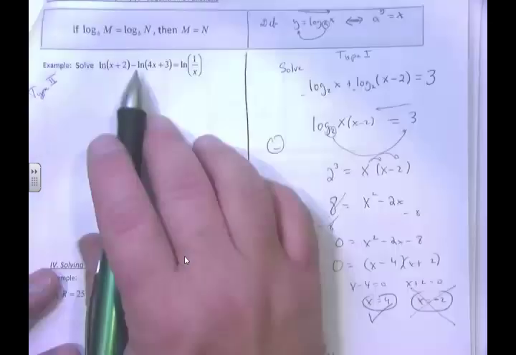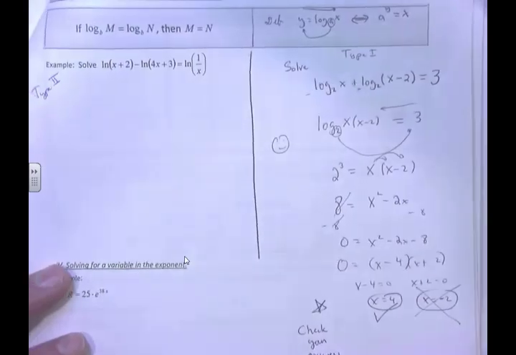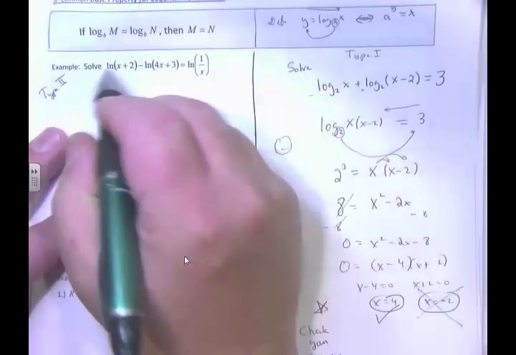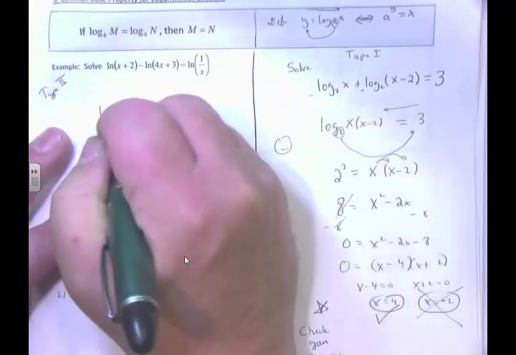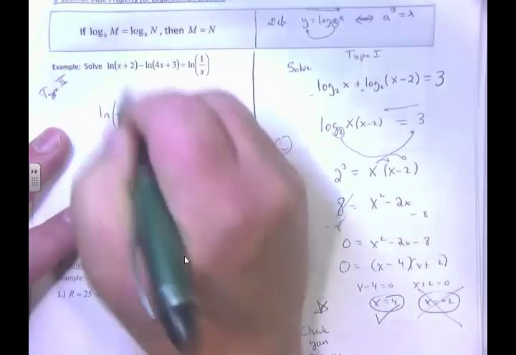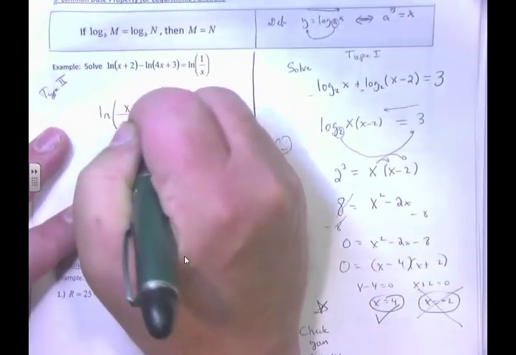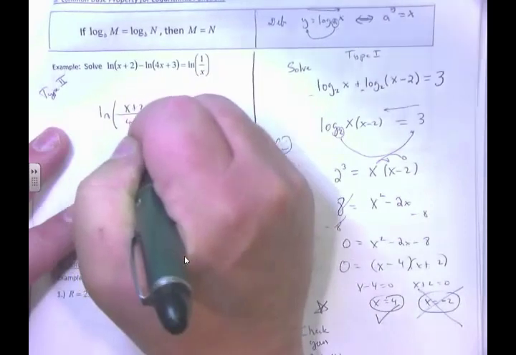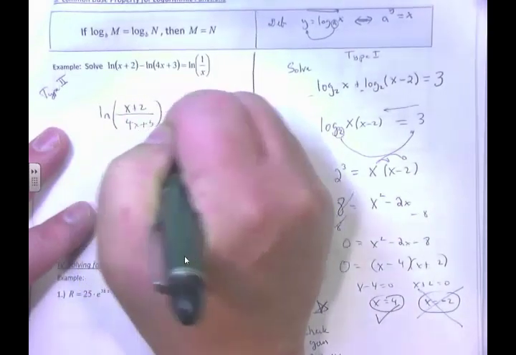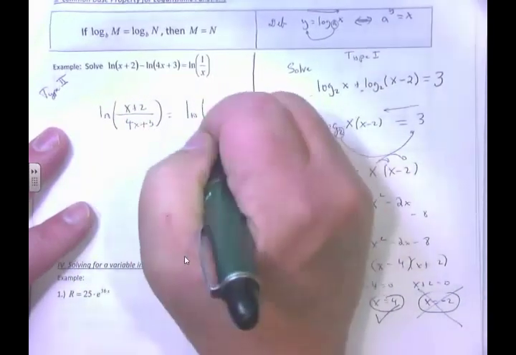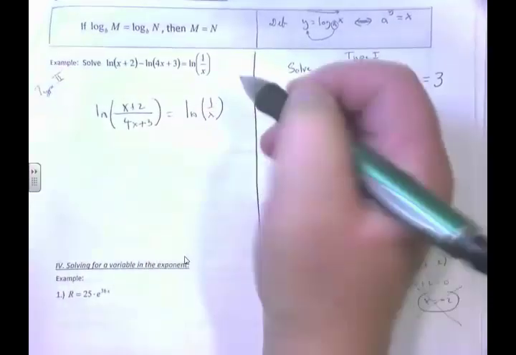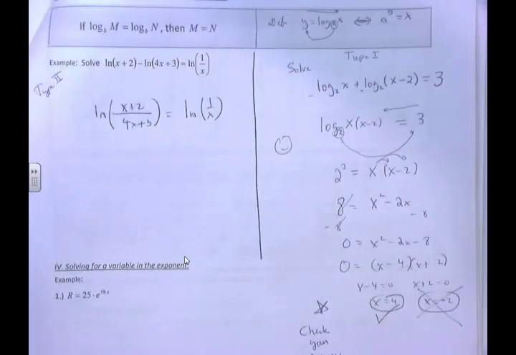All right. What does subtraction turn into? Division. Notice the coefficients from my natural logs are 1, so this is perfectly legal here. And it would be x plus 2, because that's the positive guy, divided by 4x plus 3 equals, and on the right side there's only one term, the natural log of 1 over x.